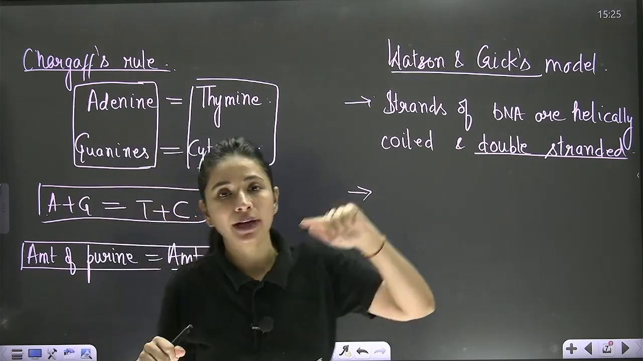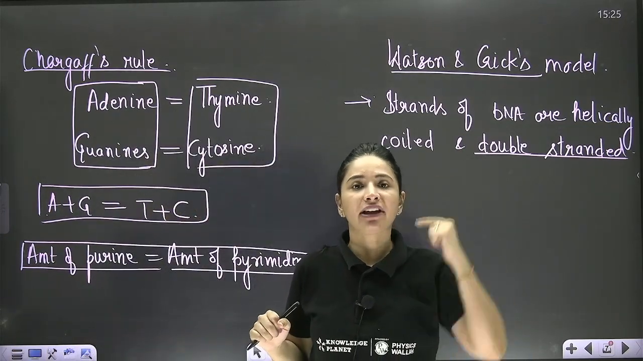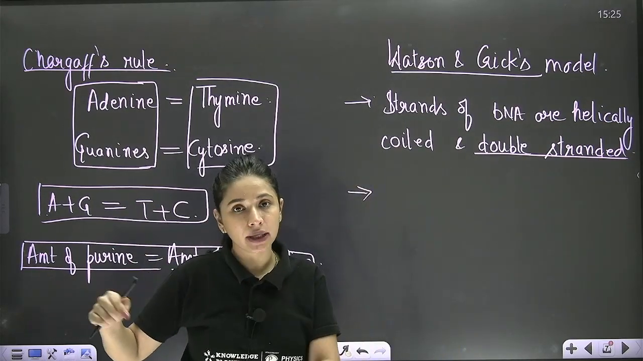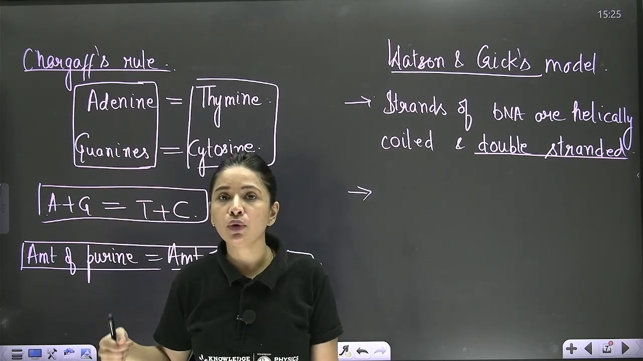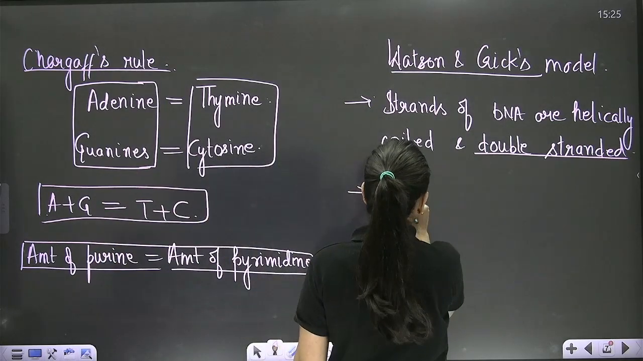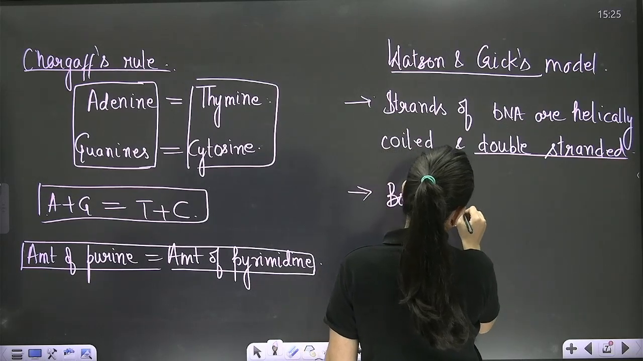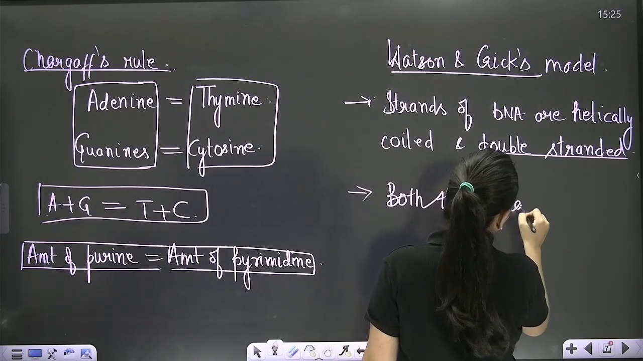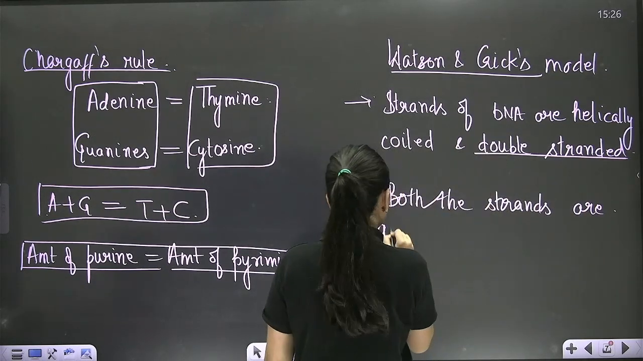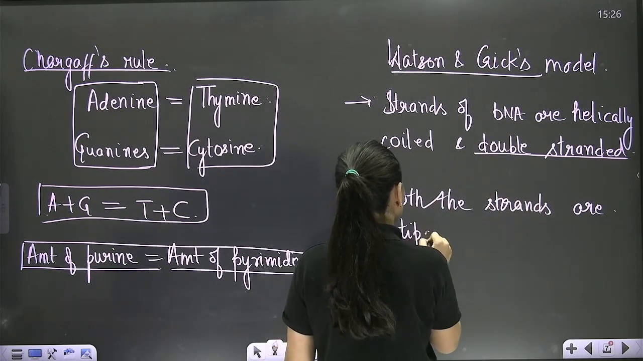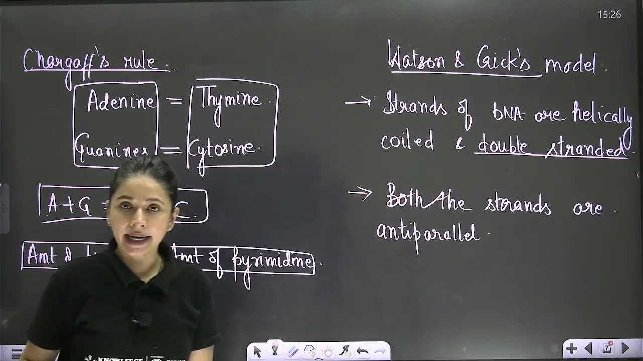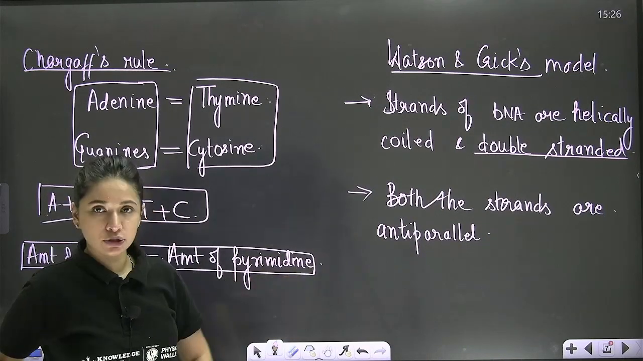Second point, these two people said that both the strands are running anti-parallel. That means if the polarity of one strand is going to be 5 prime to 3 prime, then the other strand's polarity is going to be just reverse, which is 3 prime to 5 prime. So the second point according to them is both the strands are anti-parallel. I hope you have understood this point.